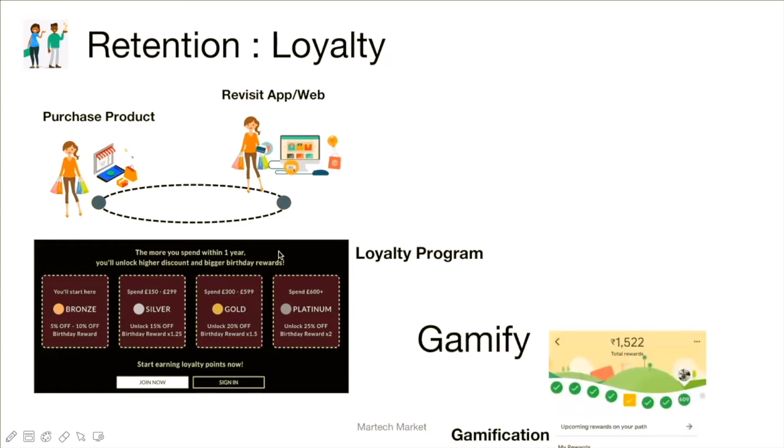Moving on, let us look at how brands leverage gamification to retain their customers.